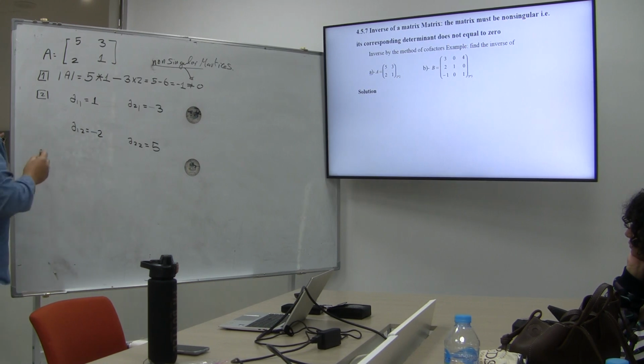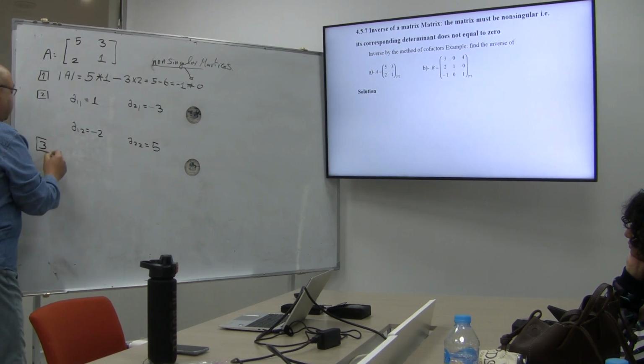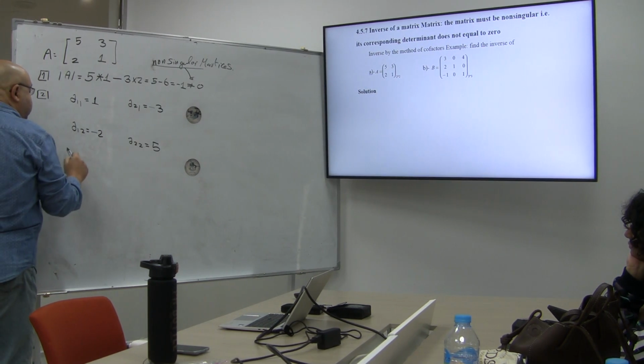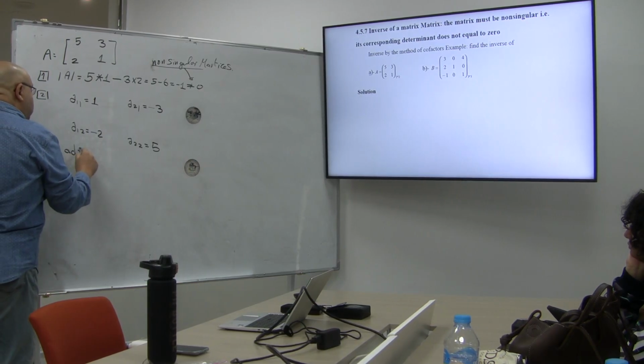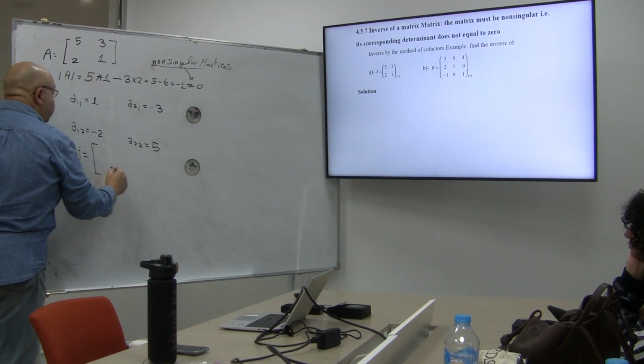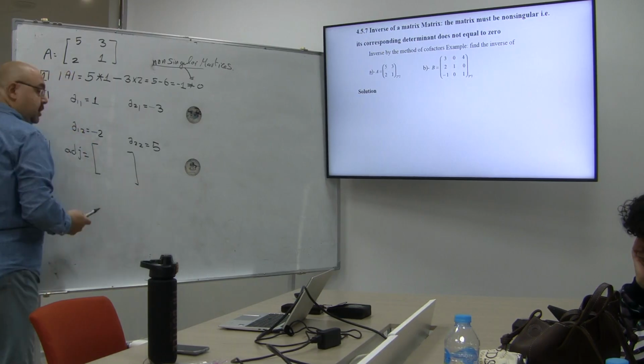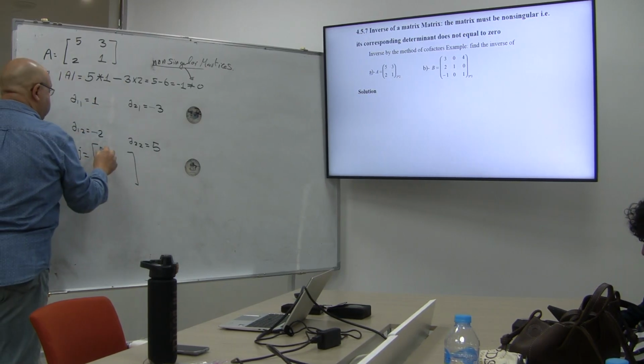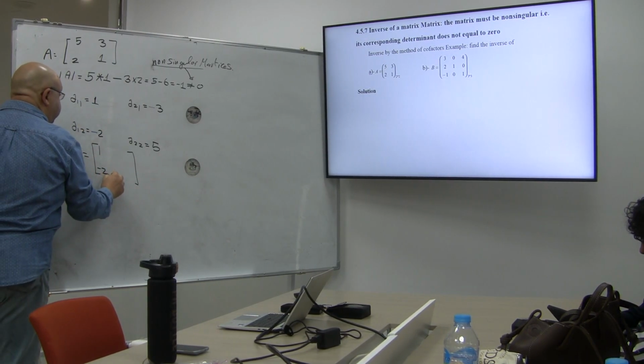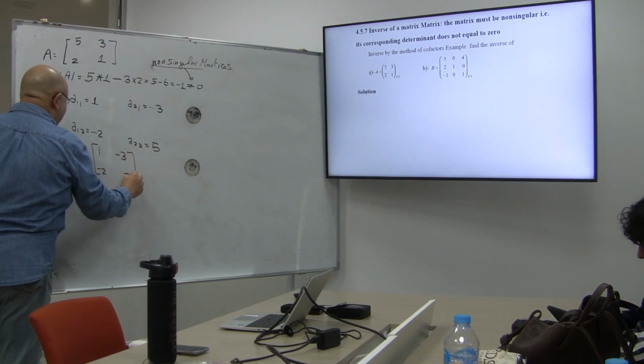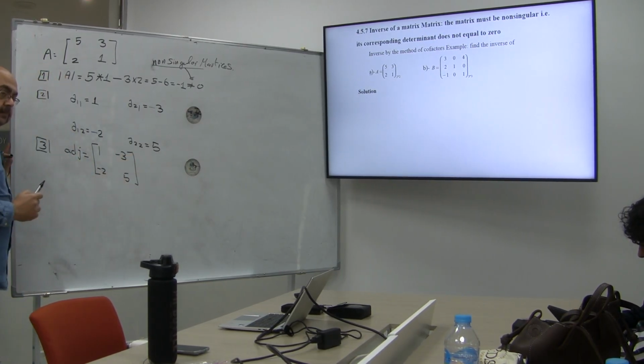After we do this, I will get them all in what's called the adjoint matrix. So I'm going now to evaluate or to put the adjoint matrix all together. I will get all these numbers, which are 1, -2, -3, and finally 5.